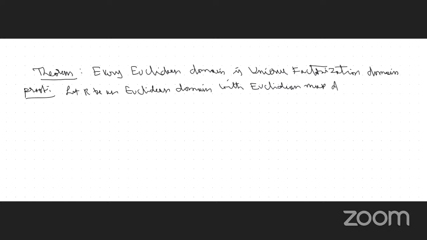Proof. Let R be a Euclidean domain with Euclidean map D. We have to prove that conditions 1 and 2 of the definition are satisfied. First one.